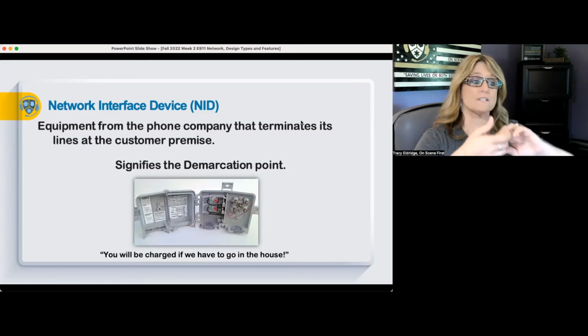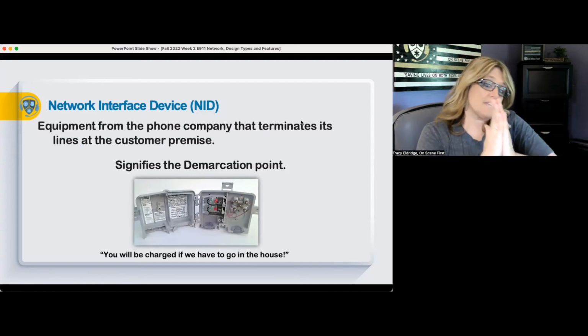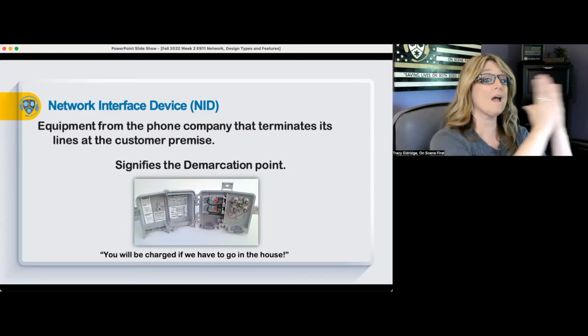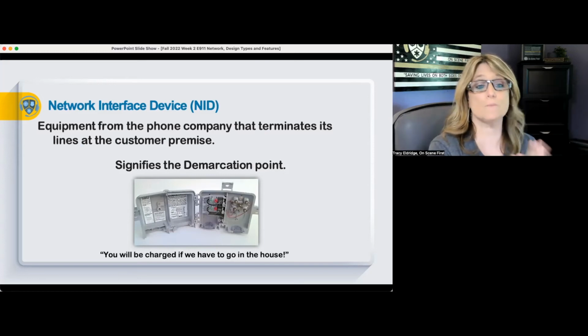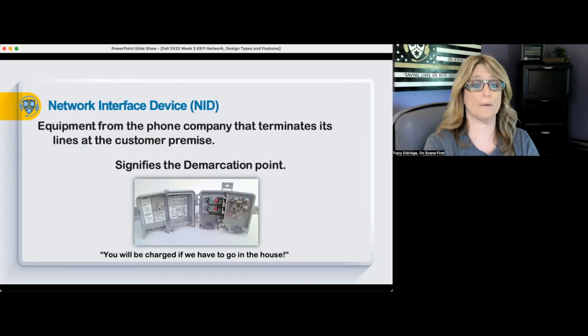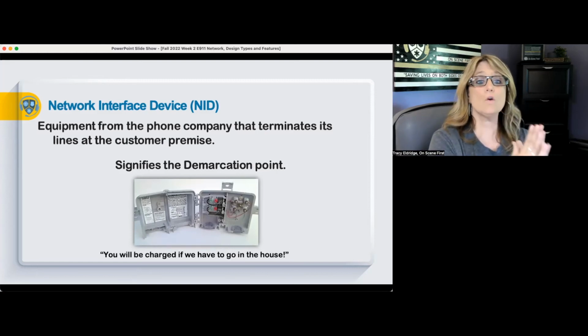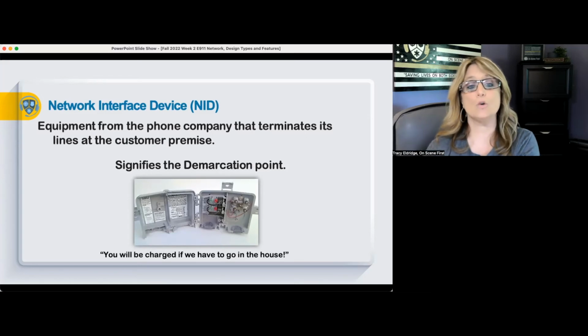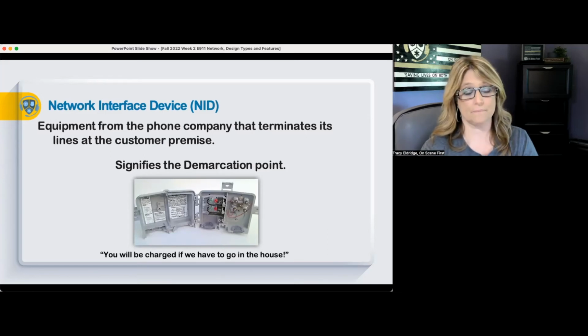So there's a switch inside that box. It signifies that demarcation point. So anything that goes wrong outside the demarcation point is the responsibility of the telephone company. And even though they've put the phone service and the system and everything in your house originally, once it's installed, the inside of the house is now your responsibility.